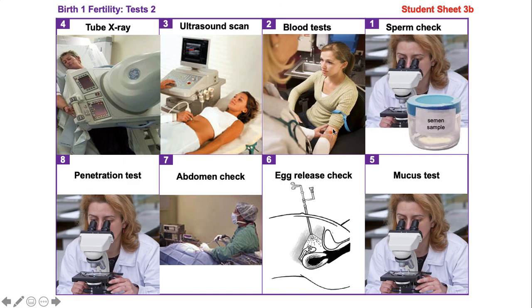Blood tests. These blood tests look at all those hormones that are involved in controlling the menstrual cycle. So if she's not producing the right hormones at the right time and the menstrual cycle is not functioning as it should be, perhaps that's why she can't get pregnant.